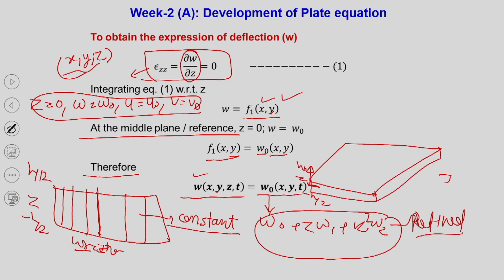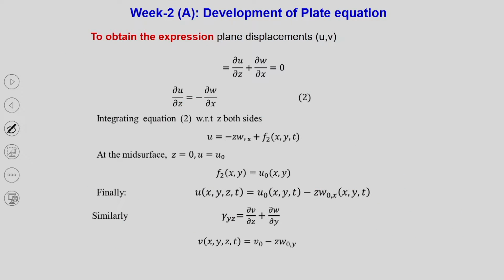So, in the latest papers in the literature you may find that w is not just w naught, w may be w naught plus z times w1 plus z cube times w2 etc. Now, the second assumption is that shear strain is also negligible. So, the definition of shear strain is del u by del z plus del w by del x equal to 0. From there you write that del u by del z is nothing but minus del w by del x.